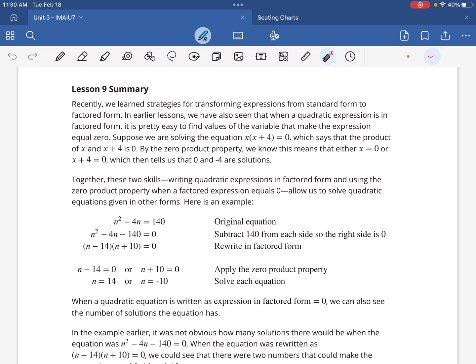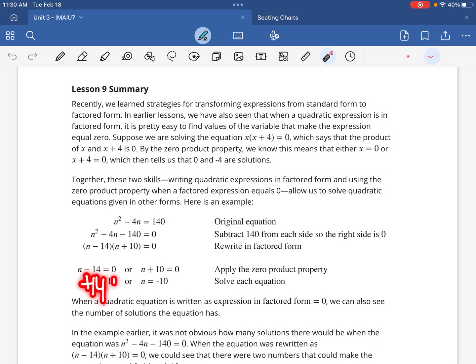Now, we can put this together, writing quadratic expressions in factored form and using the zero product property with a factored expression to figure out solutions to this equation. For example, we have this quadratic equation, and if I subtract 140 from both sides, I get this quadratic equation, which can be rewritten into factored form. And if we rewrite that into factored form, then we can see either n minus 14 could be equal to 0 or n plus 10 could equal 0. That's why we have this separated now into two separate equations.